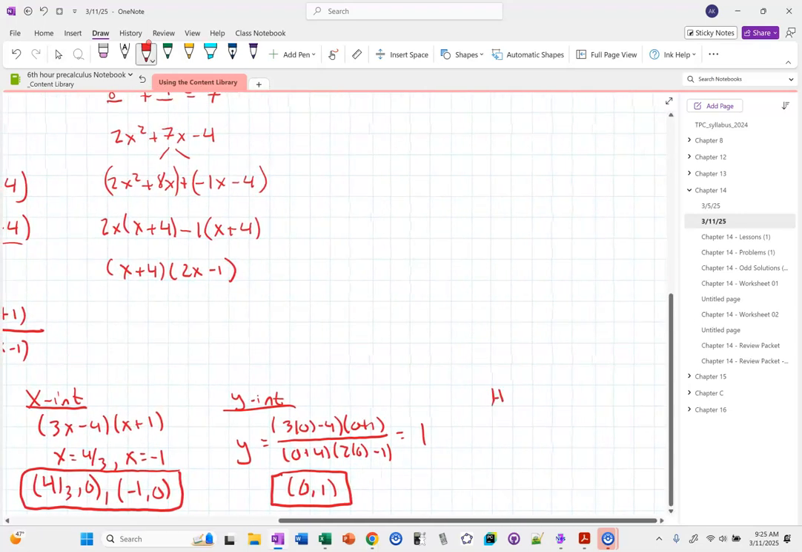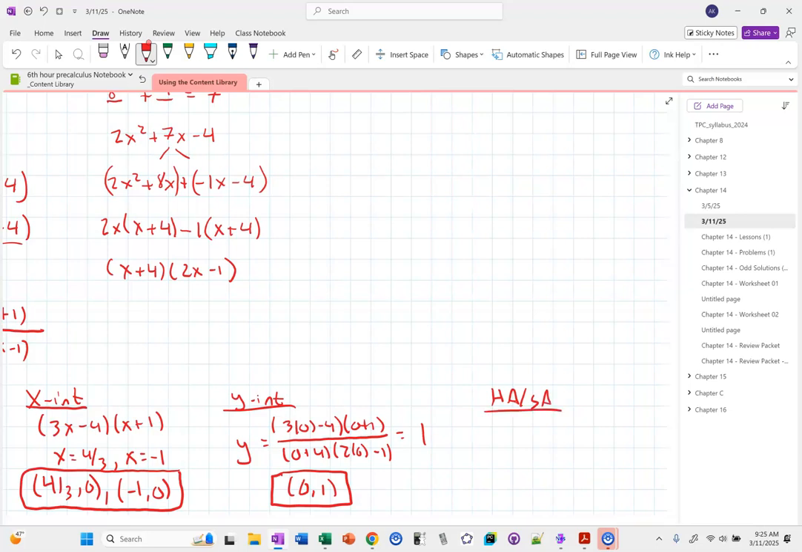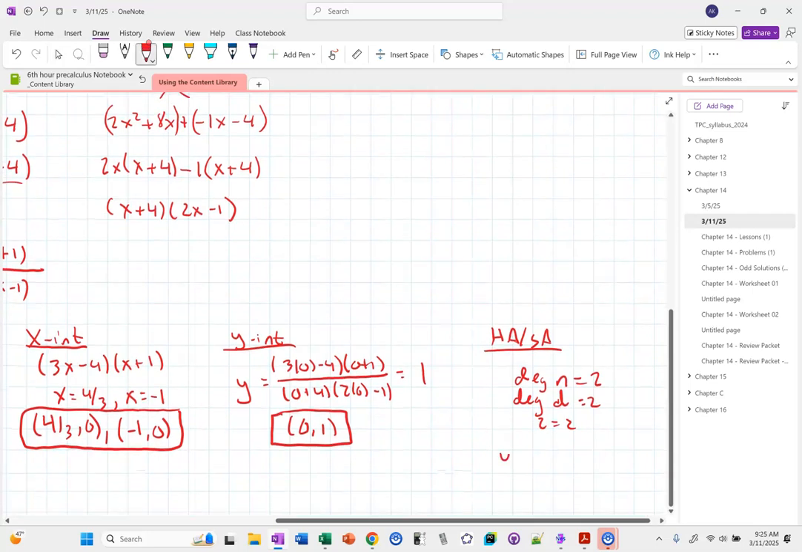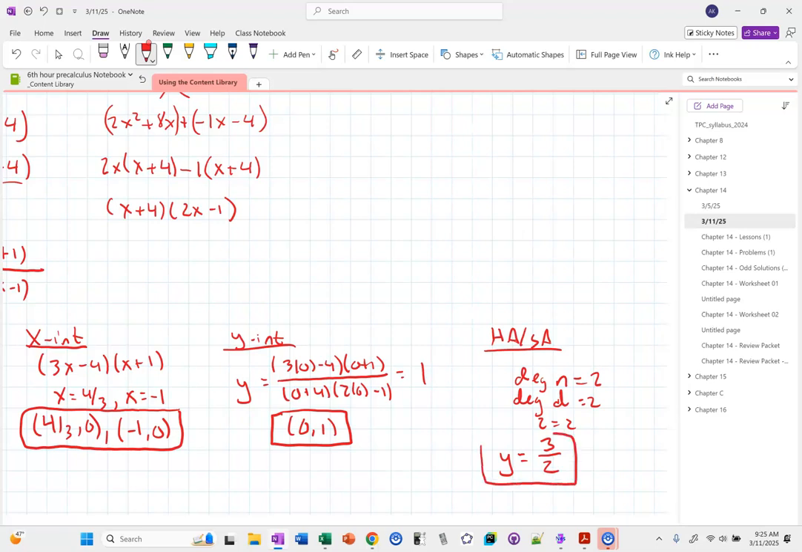And then we need our horizontal or slant asymptotes. How can I tell the difference between if it's going to be a horizontal asymptote or a slant asymptote? What do I need to look at? The degree. The degree for the numerator is 2, and the degree for the denominator is 2. Since they're equal, I know it's going to be the leading coefficient of the numerator over the leading coefficient of the denominator. Well, it's also, I know it's going to be a horizontal asymptote. Should say that too.